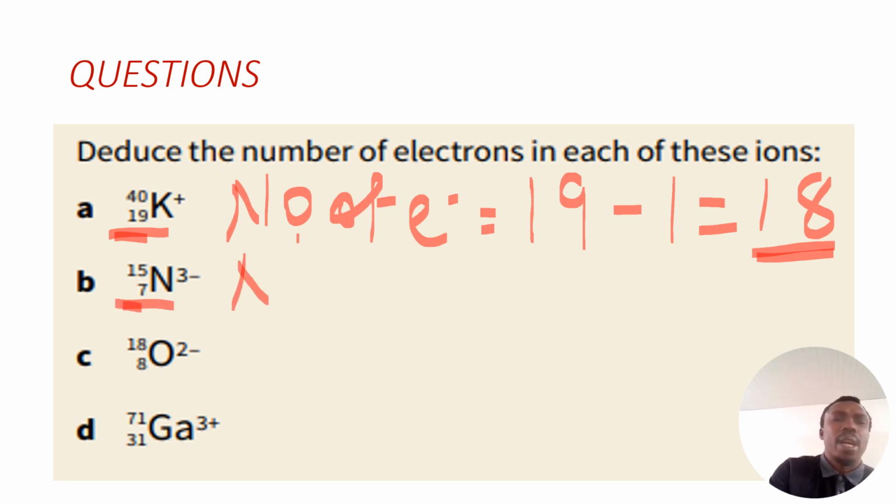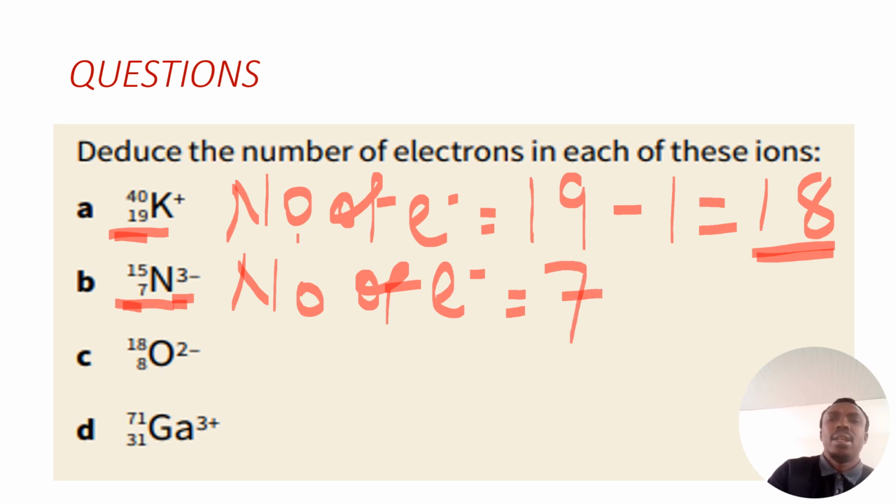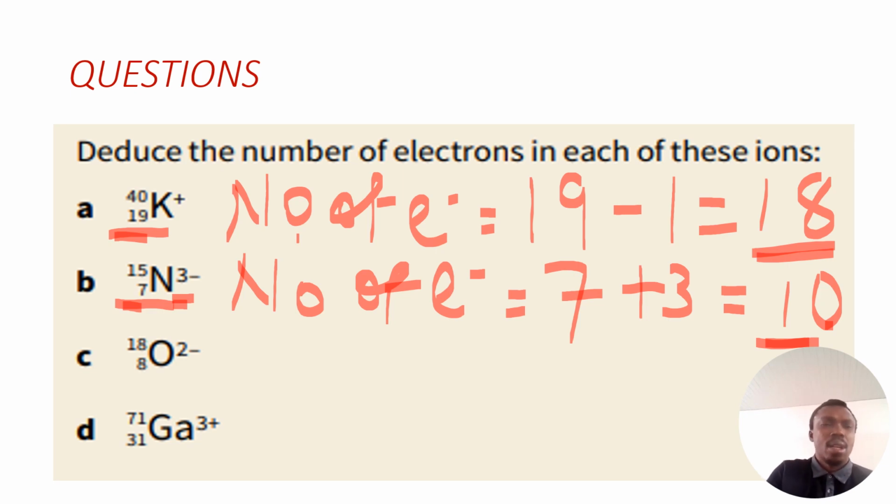Then for B, it's a negatively charged particle. So the number of electrons will be equal to the atomic number, or number of protons, which is 7, plus the charge. The charge is 3. So 7 plus 3 is equal to 10. So the number of electrons here is 10. You have to attempt C and D. As you can see, it's as simple as ABC. Attempt it.